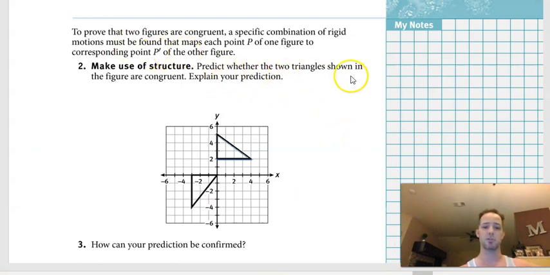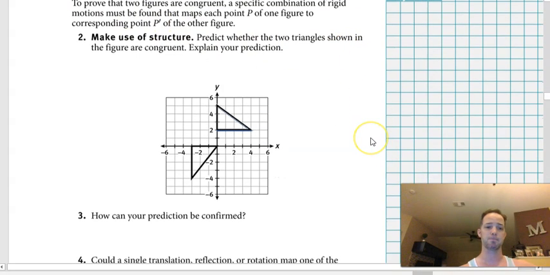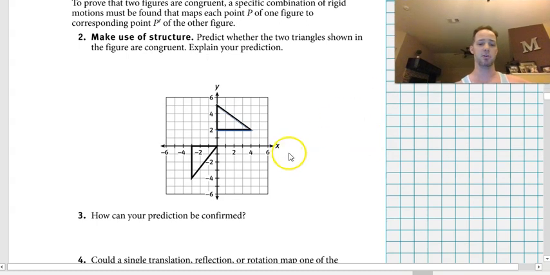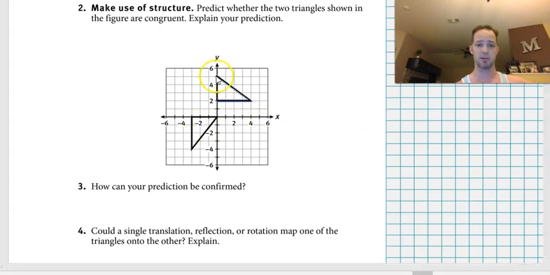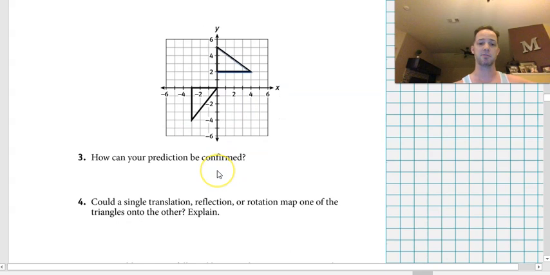Predict whether the two triangles shown are congruent. Explain your prediction. So here it looks as though these appear to be, because I see sides of 3, 4, right triangle, the hypotenuse conveniently would be 5. It's a Pythagorean triple. So this is also a 3, 4, 5. I'm pretty sure these are. How could we confirm? We can do a sequence of rigid transformations to see if they map.